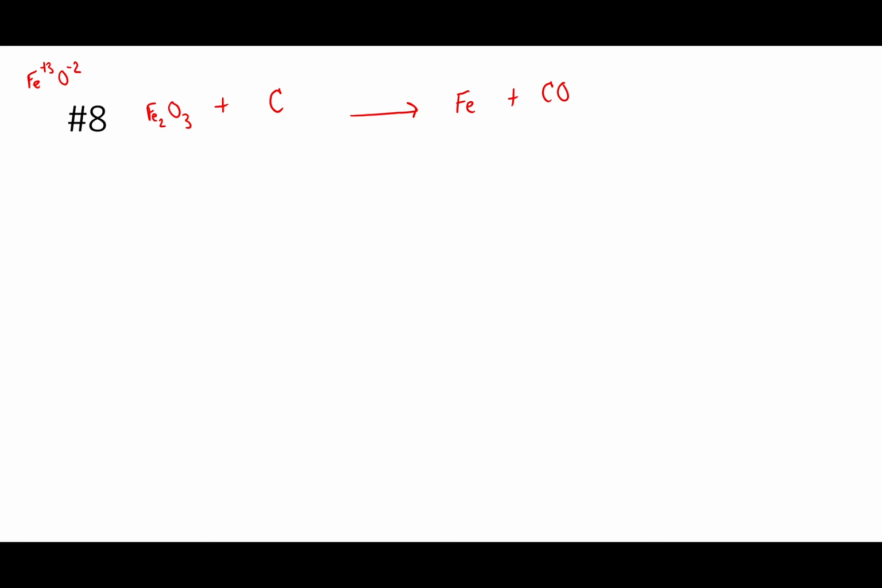After balancing your equation, your coefficients should be 1, 3, 2, 3, in the order that I have them written on the board. So when I read my problem and see what I'm given and what the problem's asking me for, I'm given 25.0 kilograms of Fe2O3, and the problem wants me to calculate how many kilograms of iron can be produced.